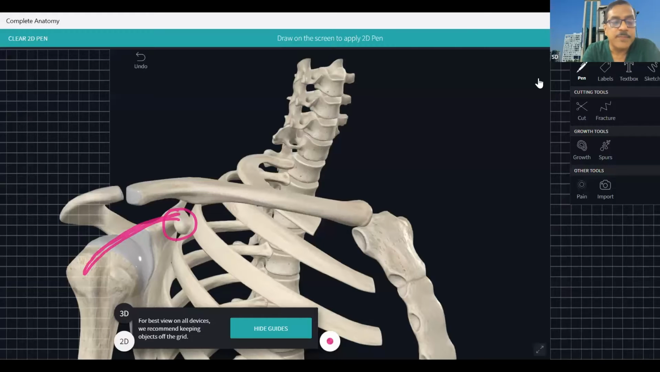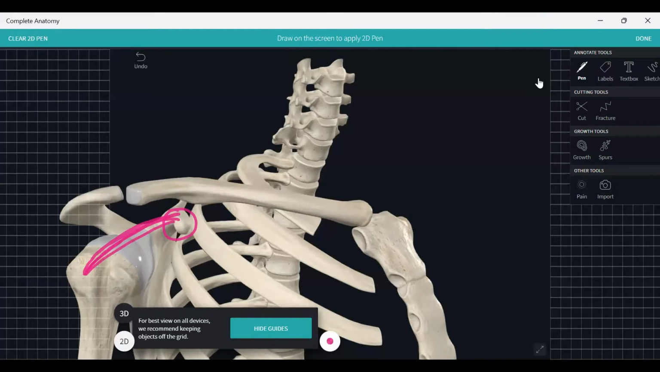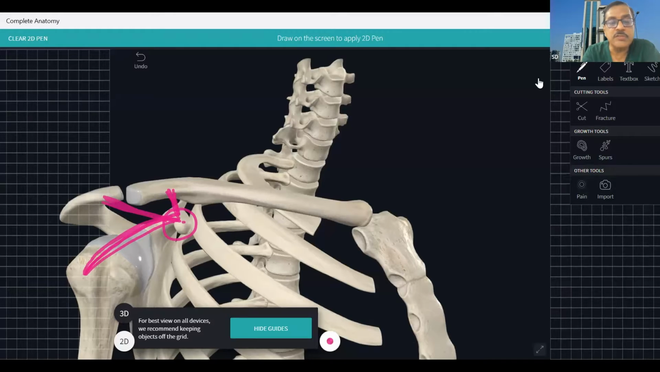The coracoacromial ligament, then your coracohumeral ligament. The coracoacromial ligament I'll also show you. It is very important because it makes the tunnel through which the supraspinatus muscle comes. Apart from that, the other ligament is the coracoclavicular ligament, which again has two parts: one is the conoid part, another is the trapezoid part.